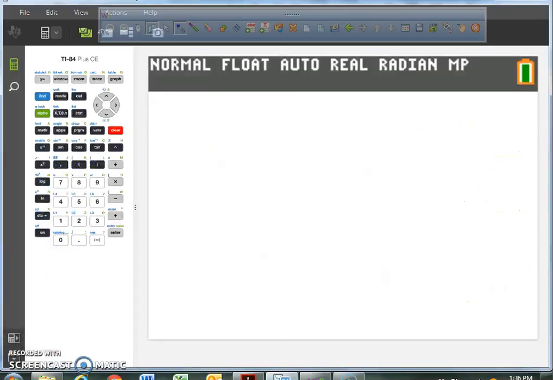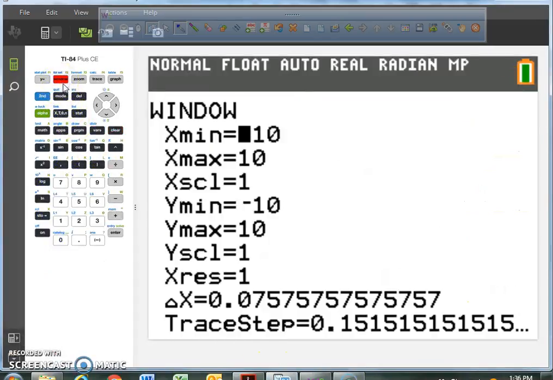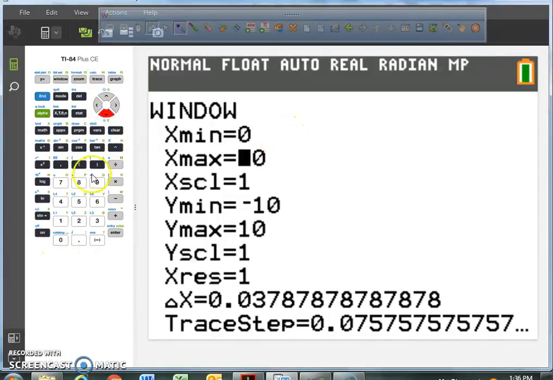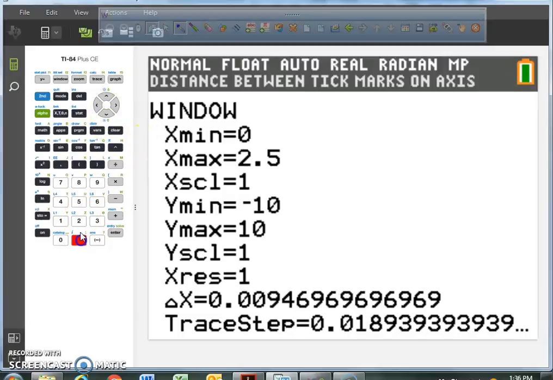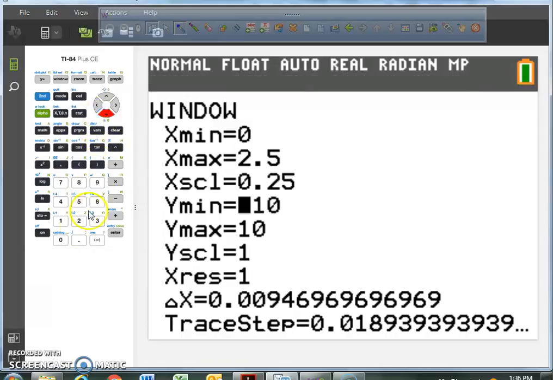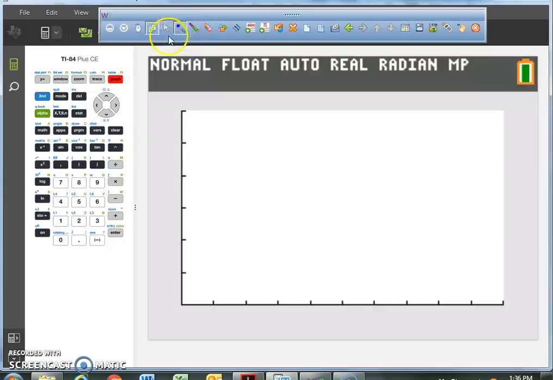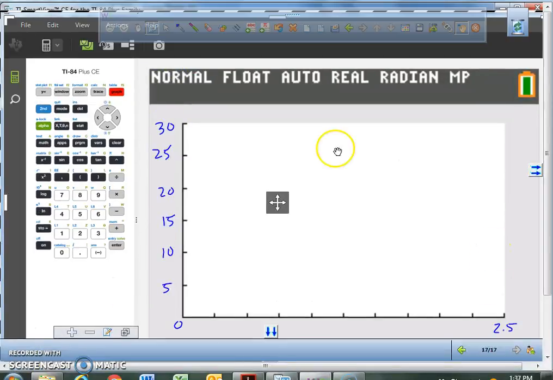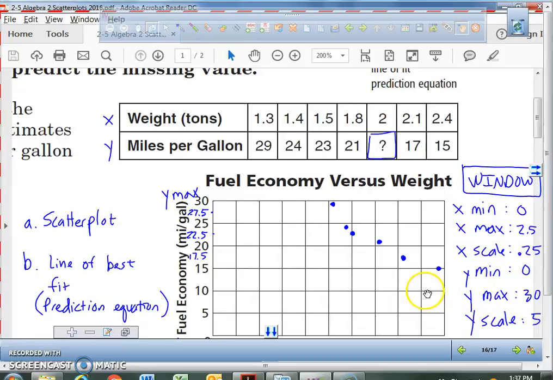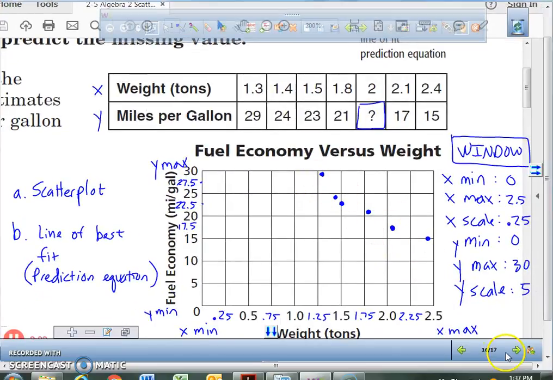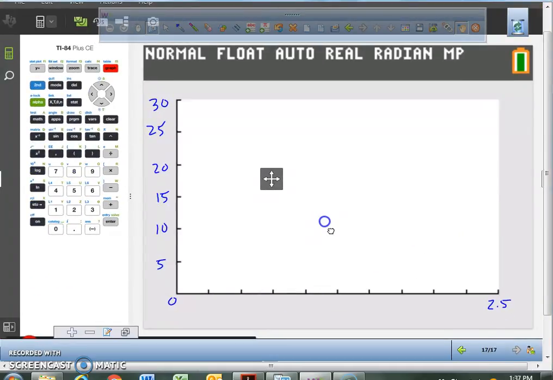Okay, now go to your calculator. Hit the window button. Now type those in. X minimum, 0. Maximum, 2.5. X scale, 0.25. Y minimum, 0. Y maximum, 30. Y scale, 5. And when you hit graph, this is what you should see. So right now we have a kind of a blank screen. What we want to do is put these points on this part of the graph that we have in our graphing calculator.